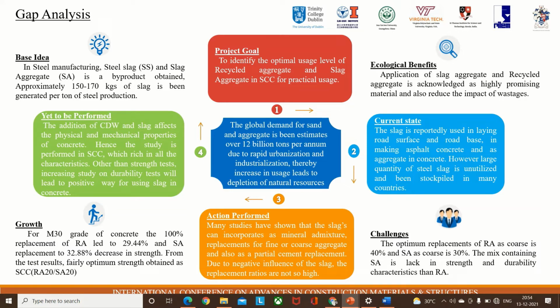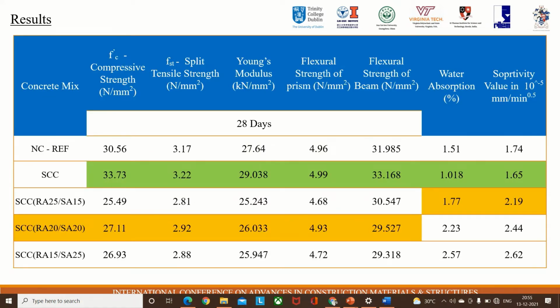The results we have obtained in this project are for the M30 grade of concrete. A 100% replacement of recycled aggregate led to a 29.44% decrease in strength, and the slag aggregate replacement led to a 32.88% decrease in strength. From the results, the fairly optimum strength was obtained with SCC containing recycled aggregate and slag aggregate in a combination of 40% and 20%.